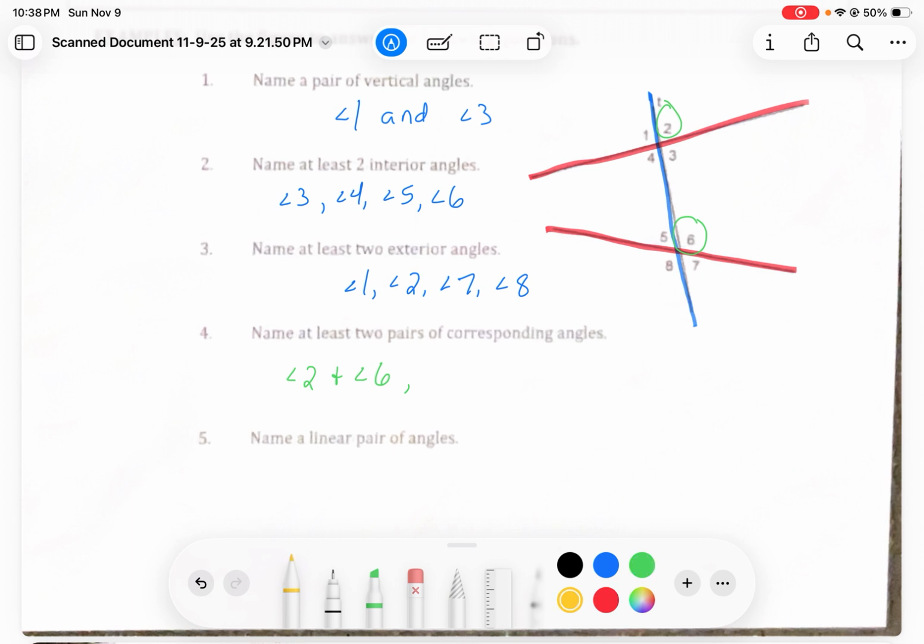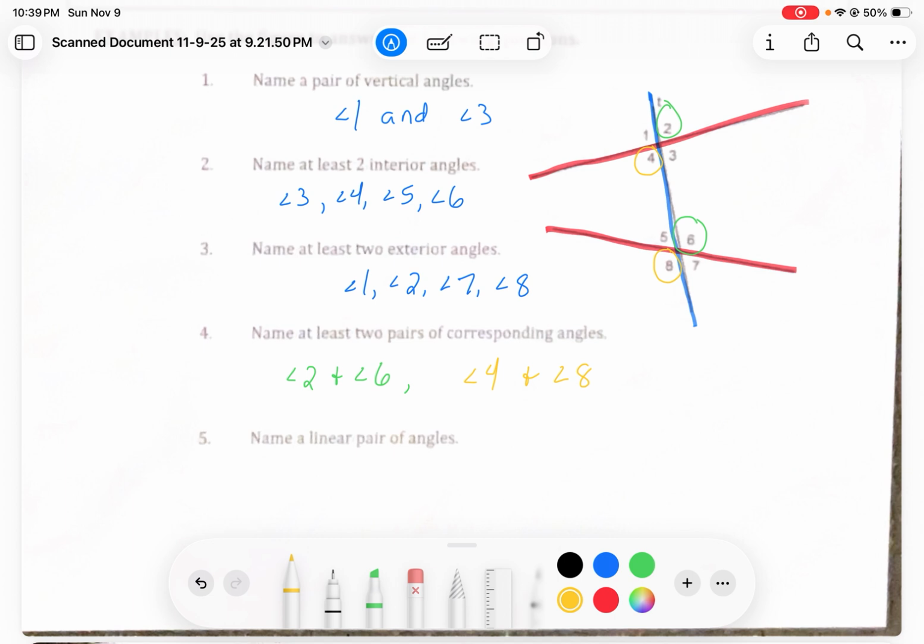Okay, another pair of corresponding angles, like let's pick one. I'm going to pick 4 because we didn't use 4 yet. So you see how 4 is below a red line and left of the blue line? The only other angle that's below and left would be angle 8. So angle 4 and angle 8 are corresponding angles.